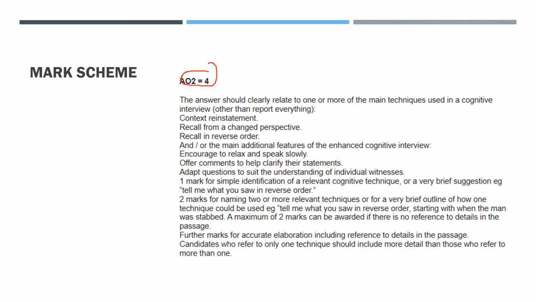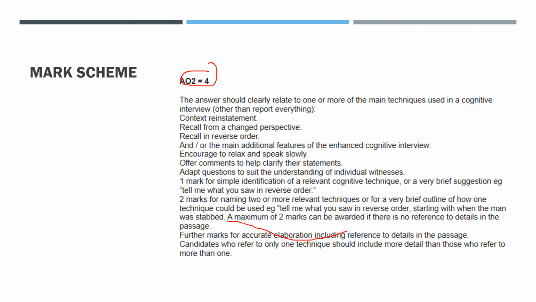So tell me what you saw in reverse order would be 1 mark. 2 marks for naming 2 or more, or for very brief outlines. And then you need to get your additional elaboration. So it says a maximum of 2 marks can be awarded if there is no reference to details in the passage. So that means you could describe perfectly, that's a great line, Amy. You could describe perfectly what reverse the order is, describe what happened, but if you don't mention Jenny and how they could ask her to reverse that order, you only get a maximum of 2 marks, and that's an issue.